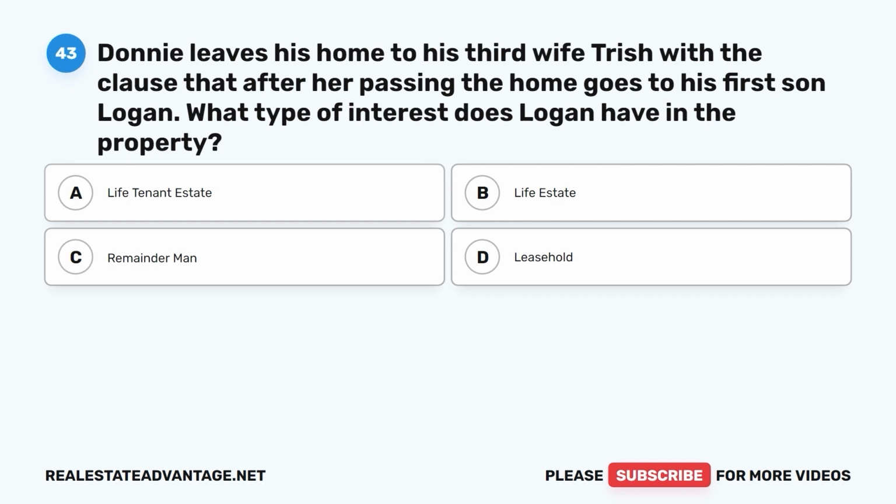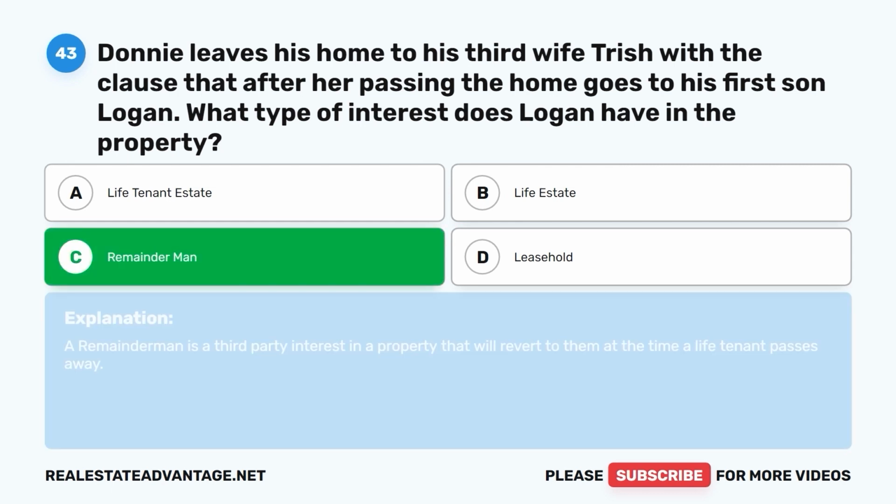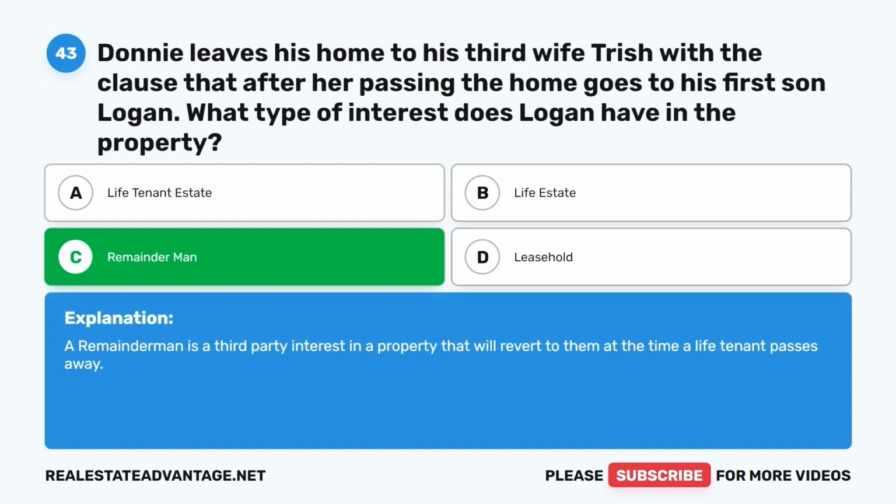Question 43. Donnie leaves his home to his third wife, Trish, with the clause that after her passing, the home goes to his first son, Logan. What type of interest does Logan have in the property? A. Life tenant estate, B. Life estate, C. Remainder man, D. Leasehold. The correct answer is C. Remainder man. A remainder man is a third-party interest in a property that will revert to them at the time a life tenant passes away.